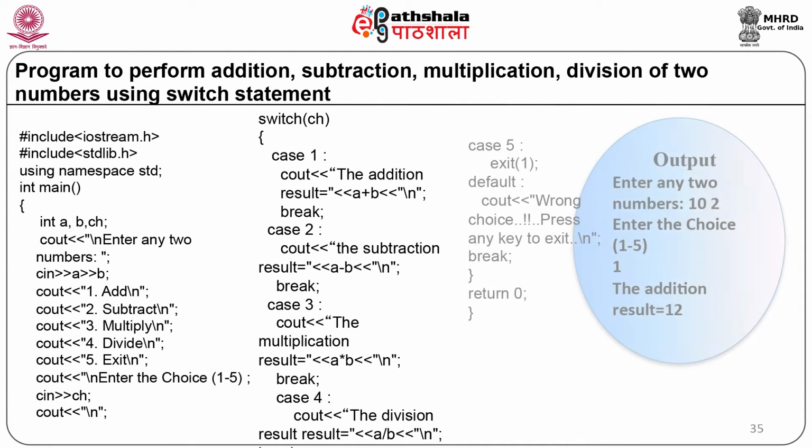And case 5, exit 1. Default, cout wrong choice, press any key to exit, break. Here we are ending with the switch statement, return 0 and the end of the main function.